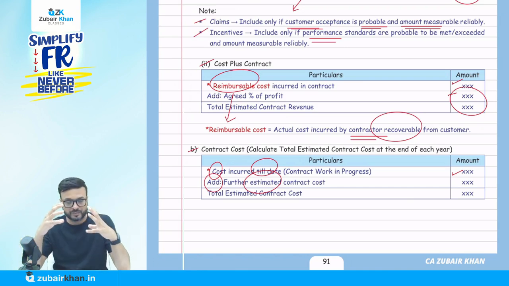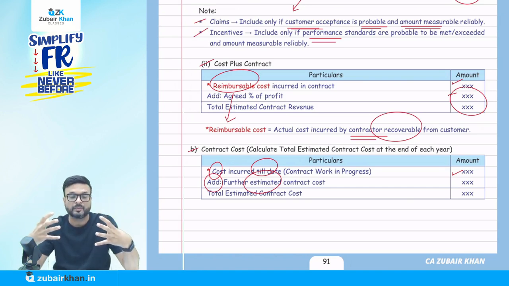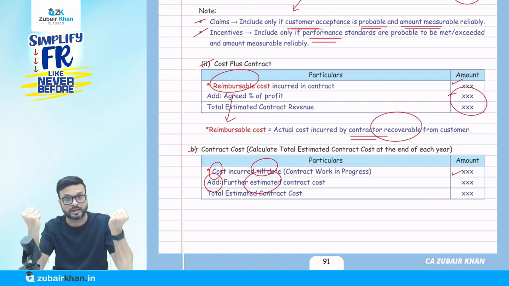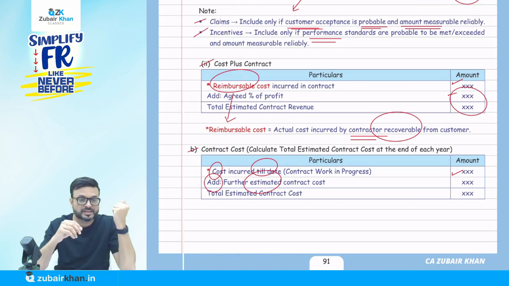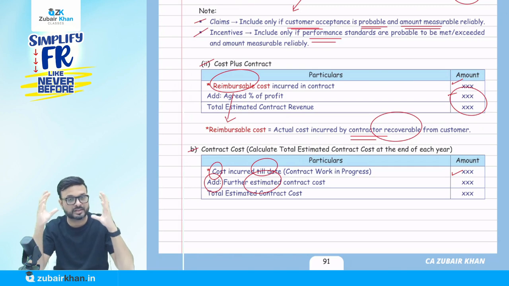At the end of the year, you have to calculate your total estimated revenue. Total revenue at the end of each year. You have to calculate total estimated cost: the cost that you have incurred and the additional estimated cost that you are going to incur. So you recognize the total estimated contract revenue and total estimated contract cost as of that day. That is point number B.